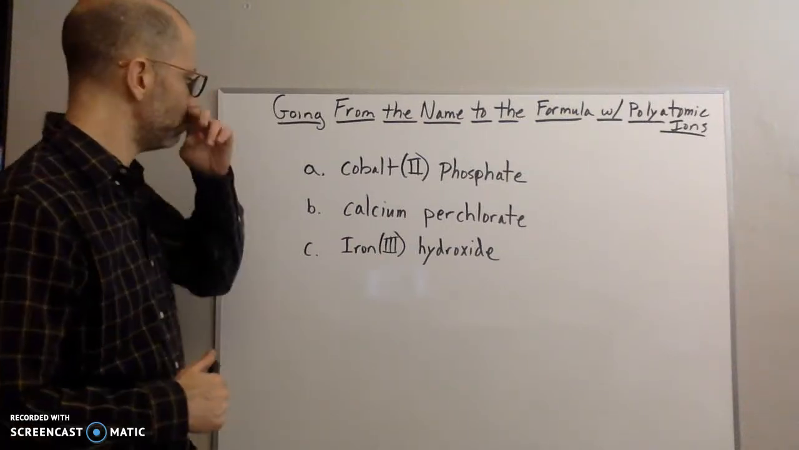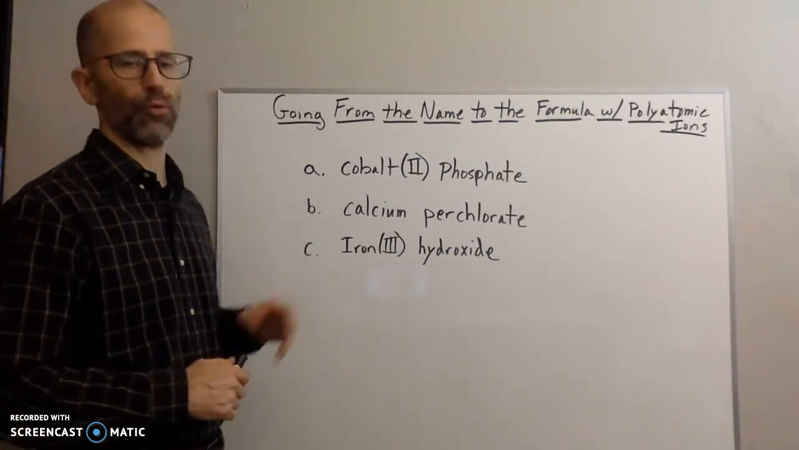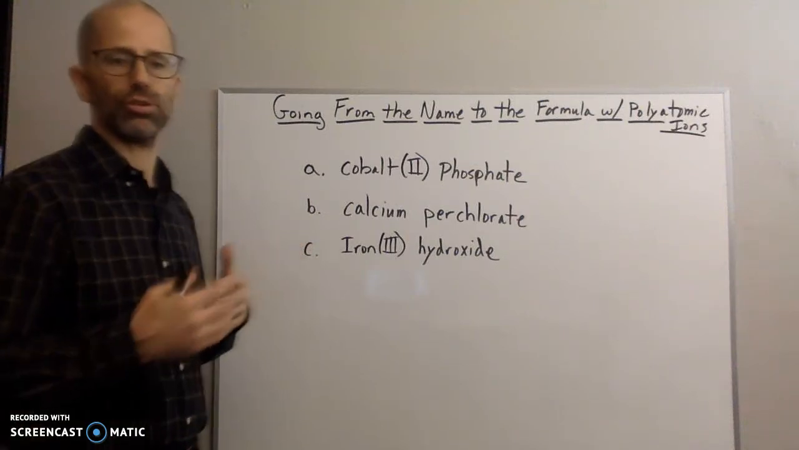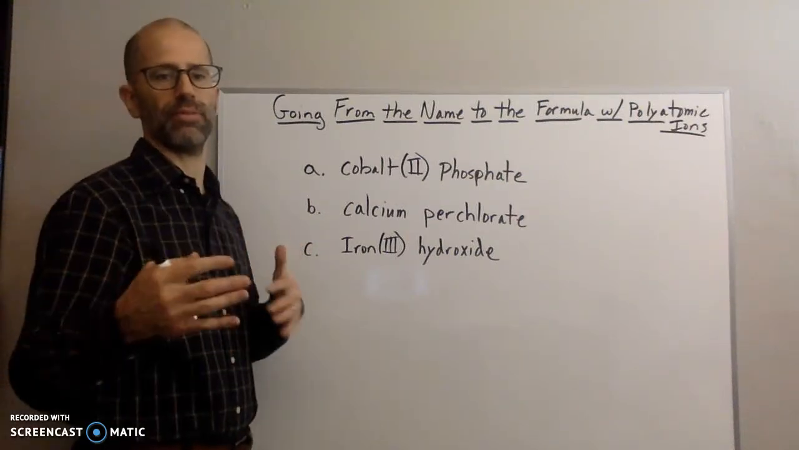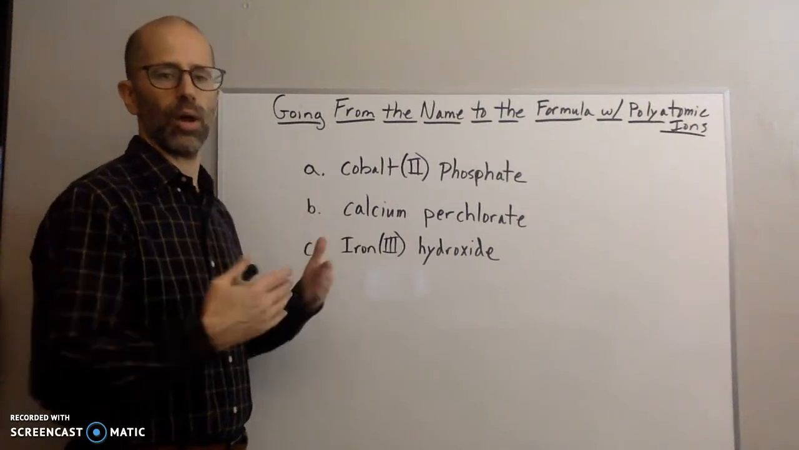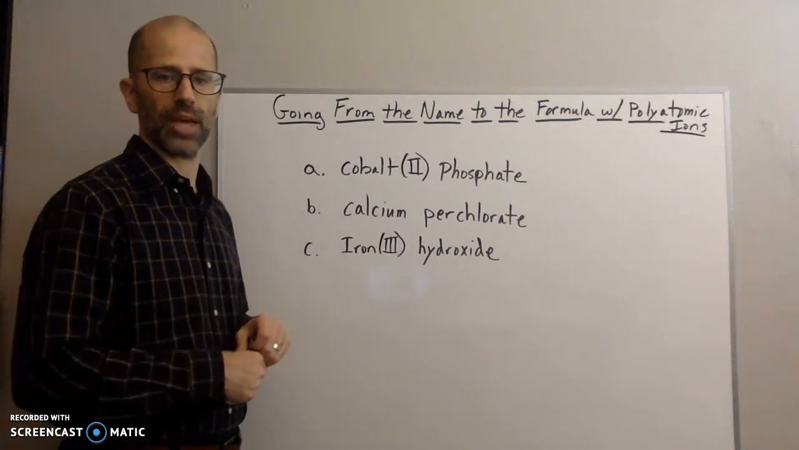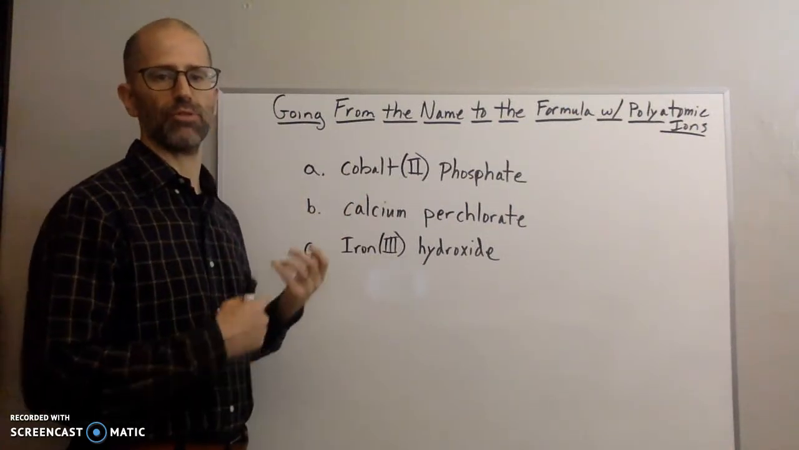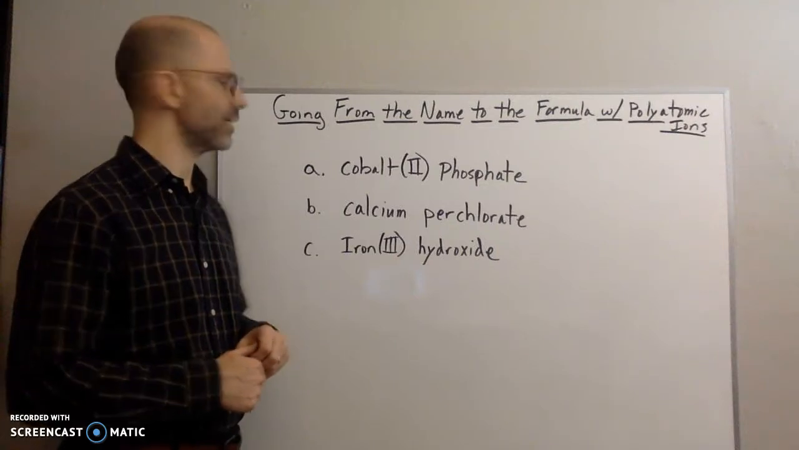Okay, so I have 3 examples. We'll go over each example, and again, it all comes back down to the fact that the 2 names of the ions are what give you the name of the compound itself. So you can break this apart into the different names and you can write down the ions.